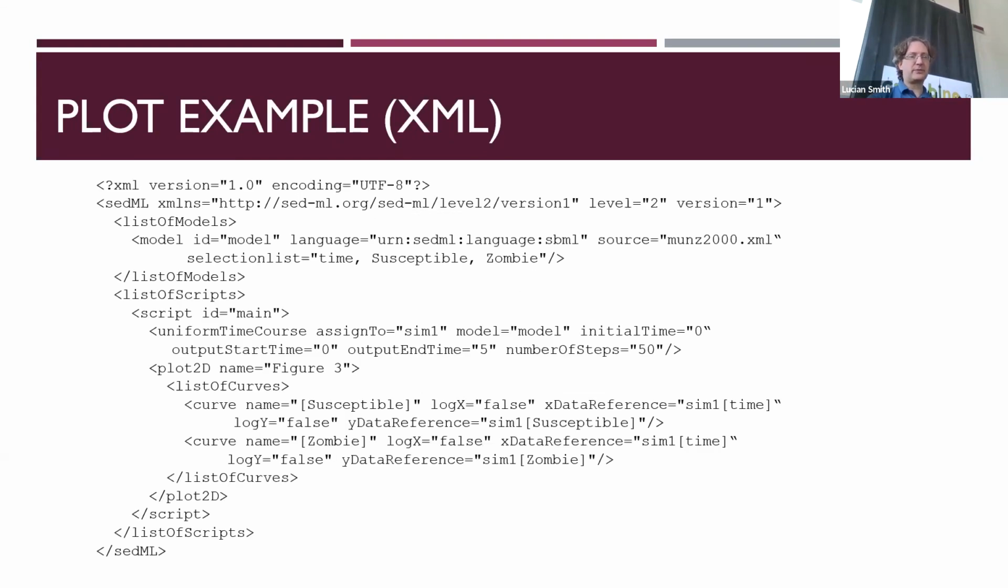And this is what it would look like in XML. It's the same thing, same data, slightly different version. This actually has the whole model and the script and everything. So this is the full thing. This is again a complete SED-ML file. I define a model, give it a selection list. Here's my scripts. Here's my uniform time course. And then I have my plot that I'm plotting two particular curves from the output data in.